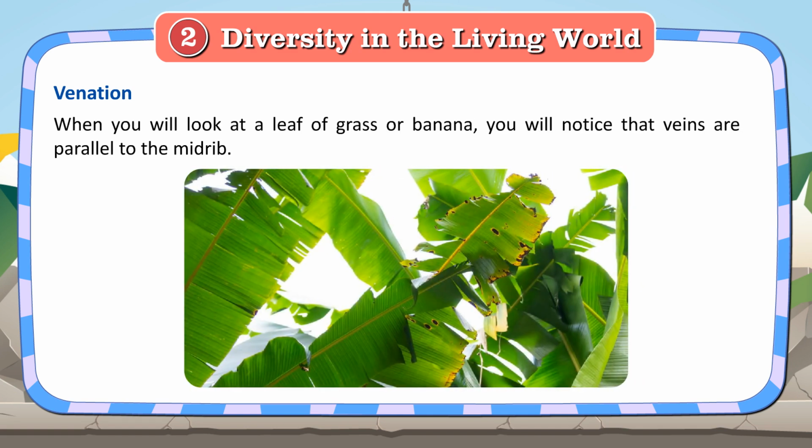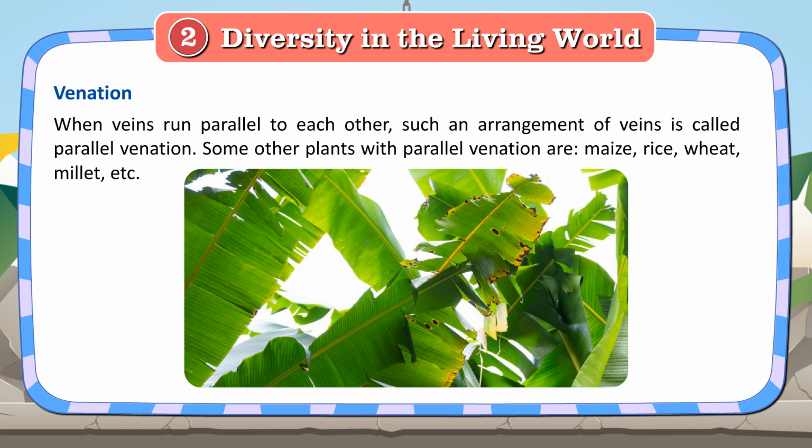When you look at a leaf of grass or banana, you will notice that veins are parallel to the midrib. When veins run parallel to each other, such an arrangement of veins is called parallel venation. Some other plants with parallel venation are maize, rice, wheat, millet, etc.